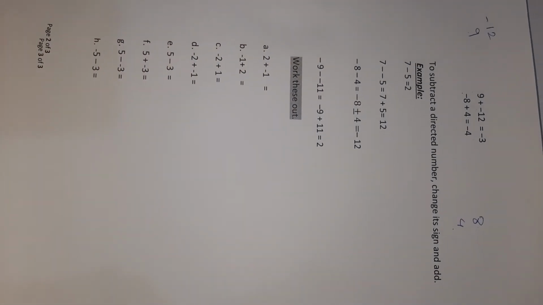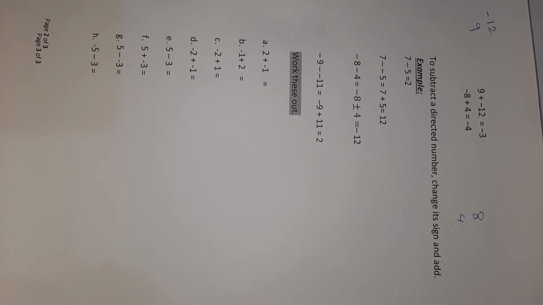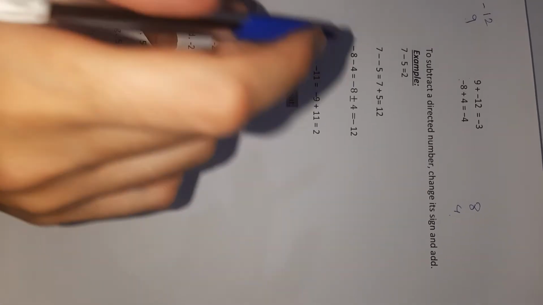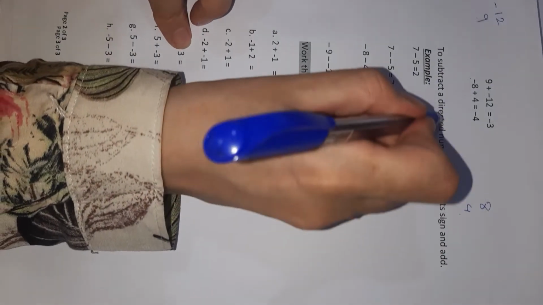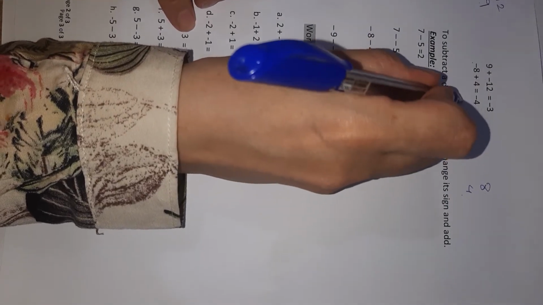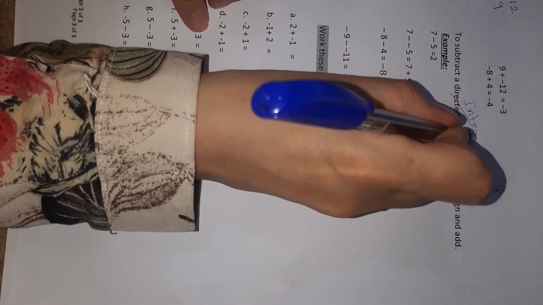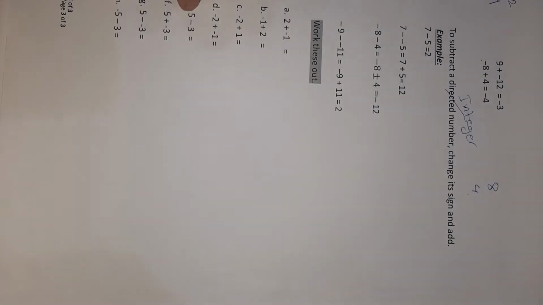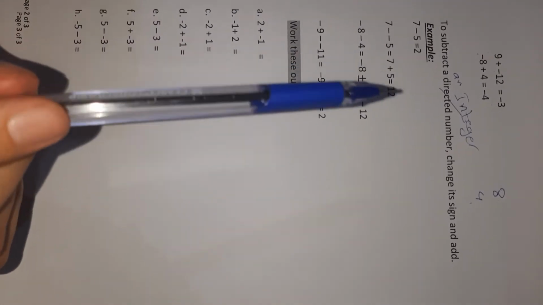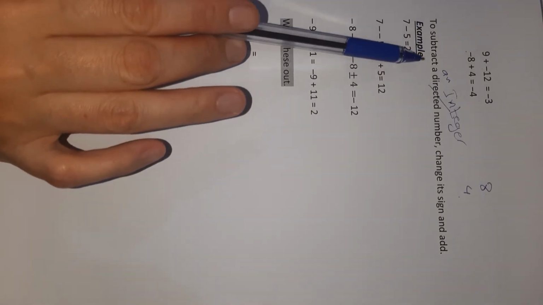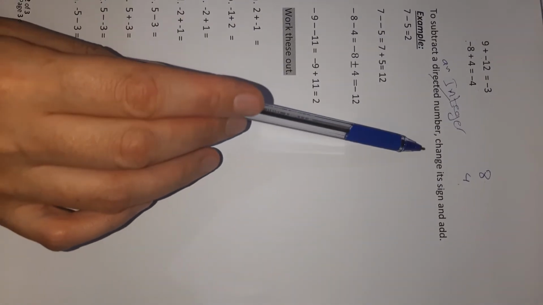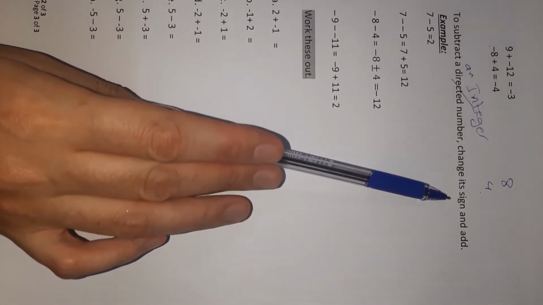Now, let's discuss the subtraction. To subtract a directed number, it means integer. To subtract an integer, change its sign and add.